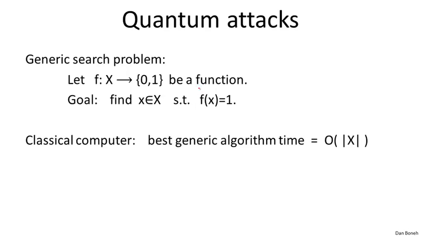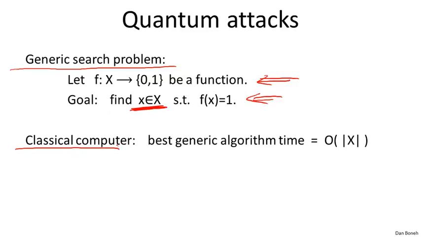Now let's move on to the last type of attack that I want to mention, which I'll call quantum attacks, which are again generic attacks on all block ciphers. So let me explain what I mean by this. First of all, let's look at a generic search problem. Suppose I have a function on some large domain X that outputs either 0 or 1. It so happens that this function is mostly 0, and there's maybe one input where the function evaluates to 1. Your goal is to find the input where the function is 1. Maybe there's only one such input, but your goal is to find it.